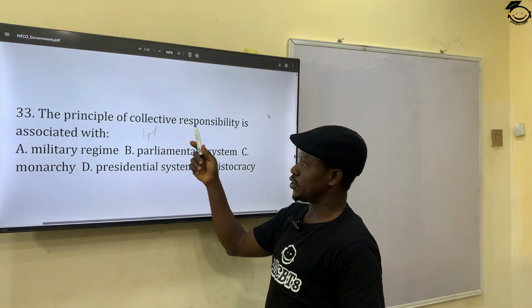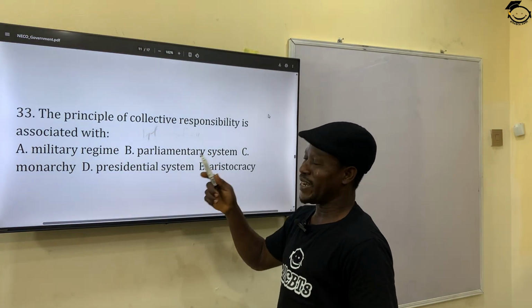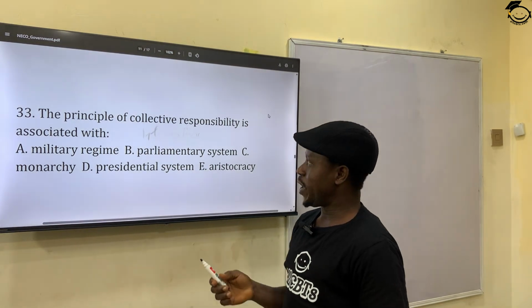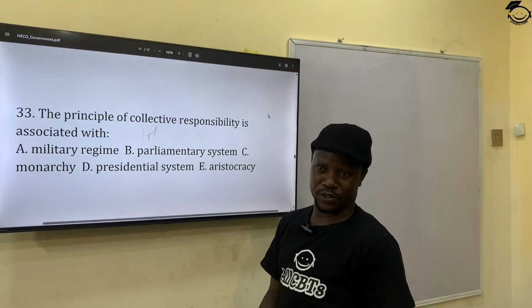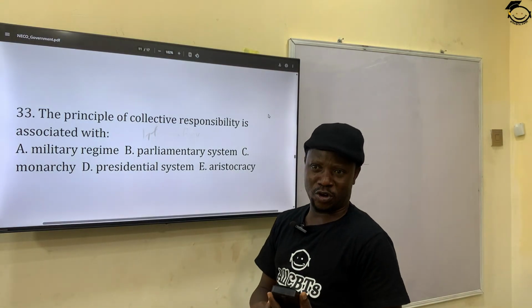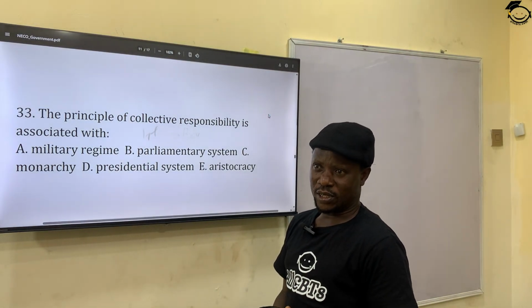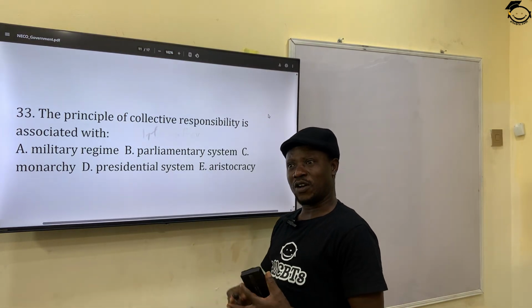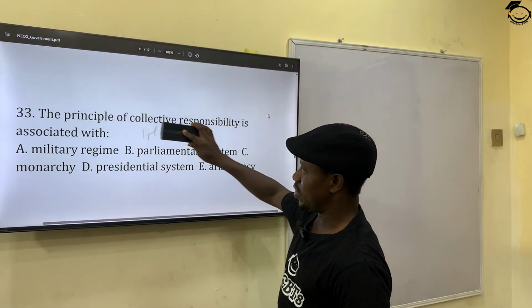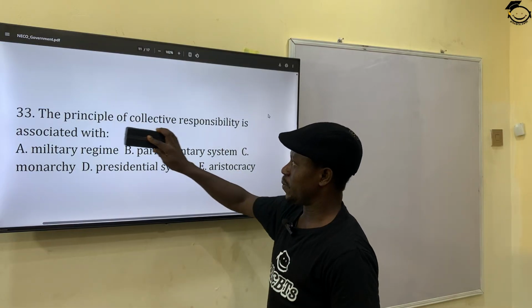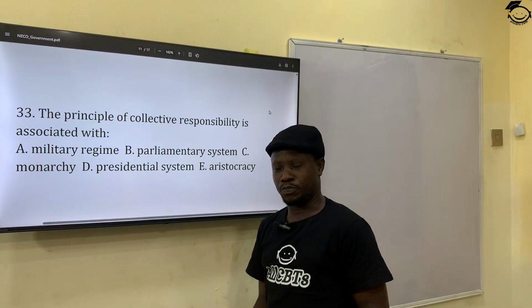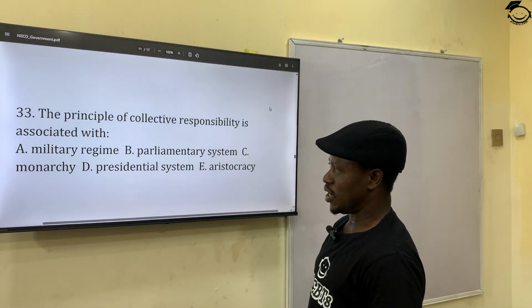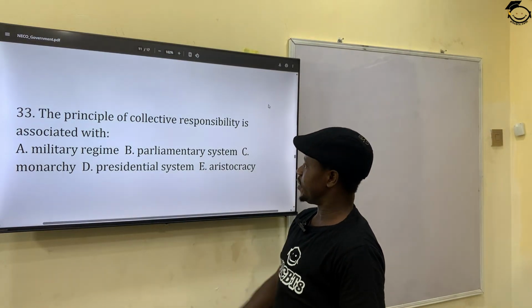But collective responsibility is associated with the parliamentary system of government, where all the ministers are collectively responsible for the good or the bad of their policies and their actions. Okay? If one fails, all of them have failed. If one does well, all of them have done well. So, what is the answer in this play? The correct answer from what I just explained to you is option B, parliamentary system of government. Okay, let's see the next question.